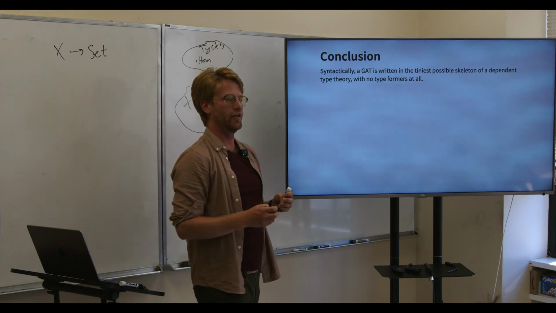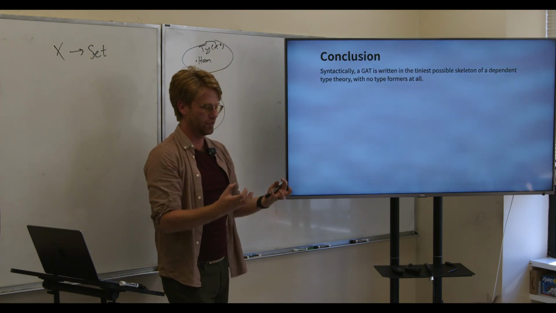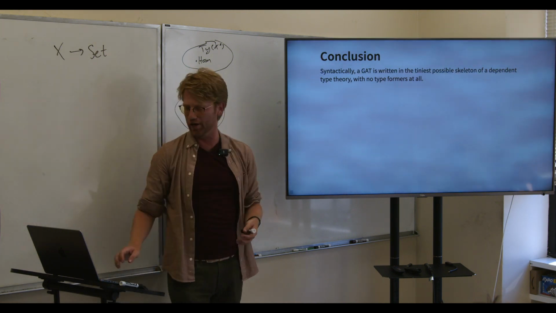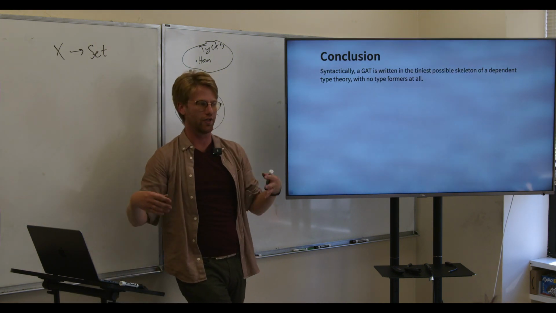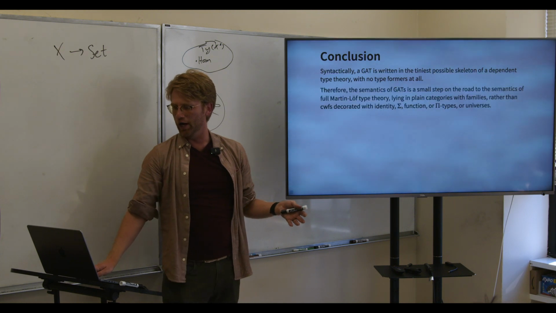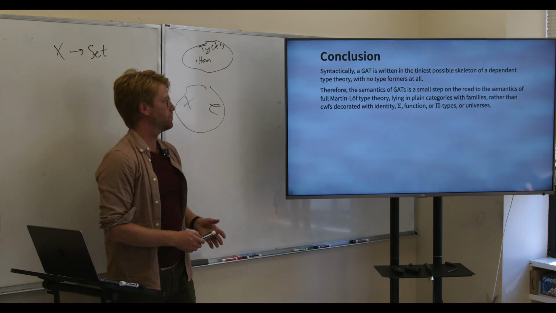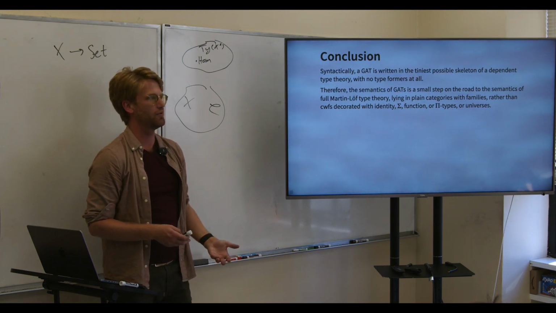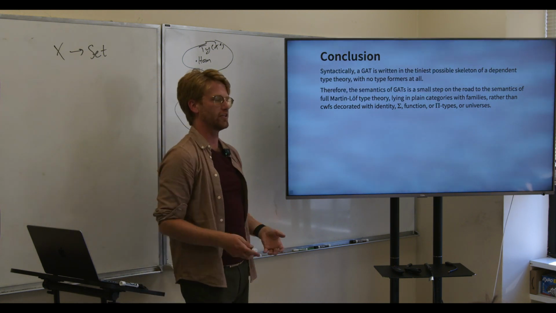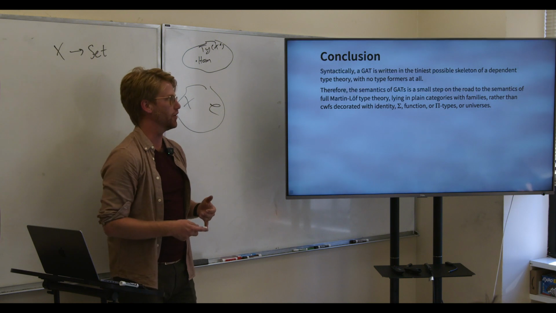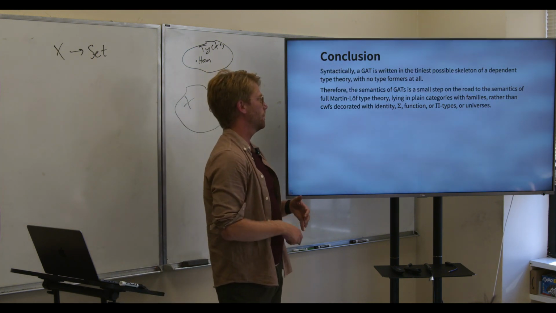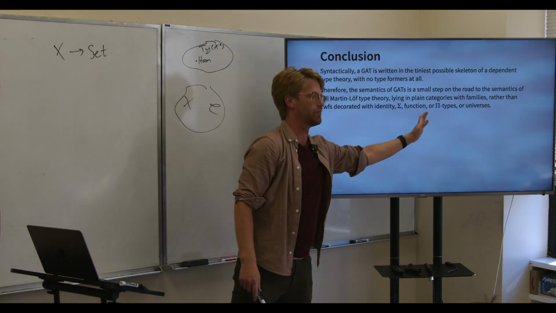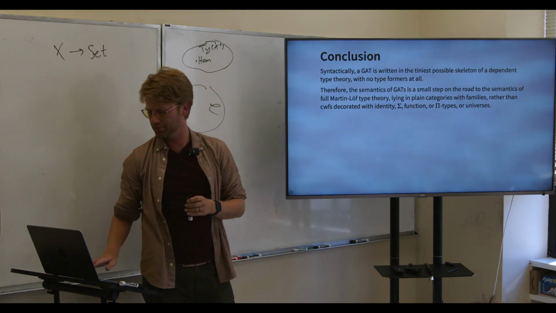So what GATs are is just the absolute skeleton of dependent type theory. The least you possibly need to be able to talk about some notion of a thing where there are dependent types. So understanding the semantics of GATs in terms of cubes is, from one perspective, the first step to fully understanding the semantics of Martin-Löf type theory or homotopy type theory, which are based on some much richer syntax that has lots of type constructors that let you do other things.